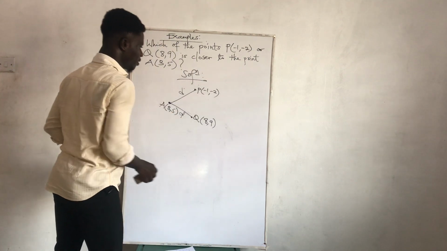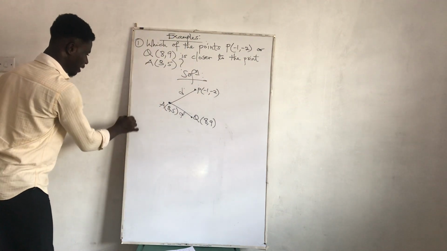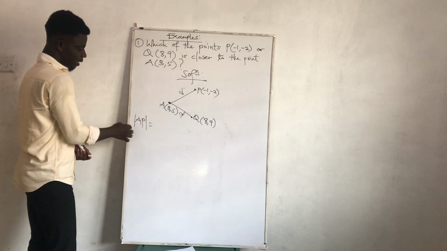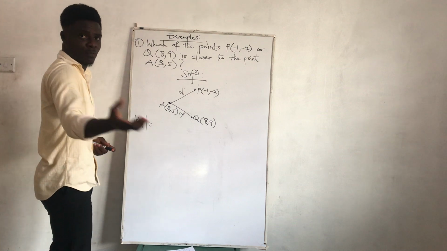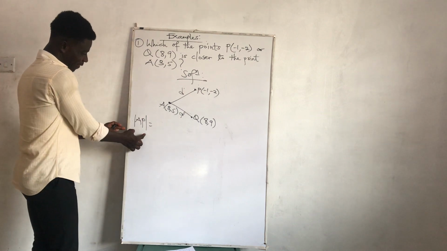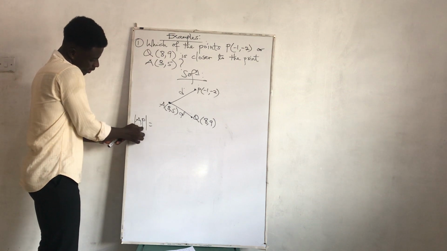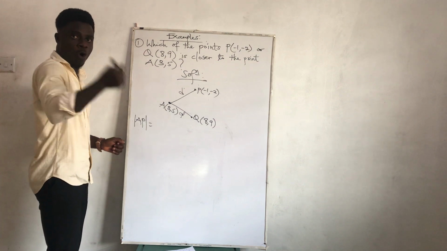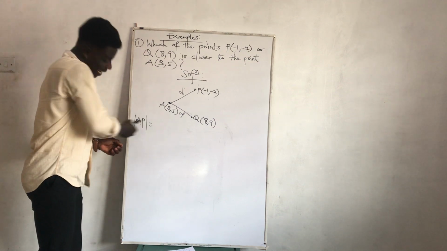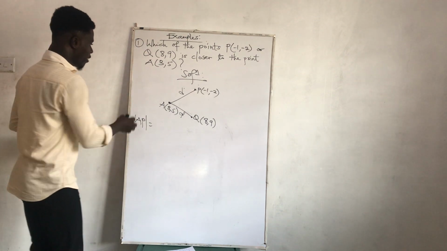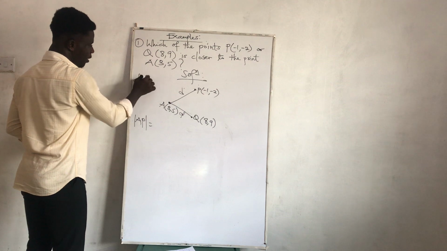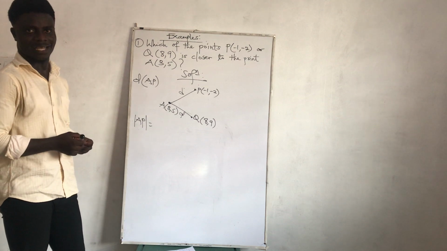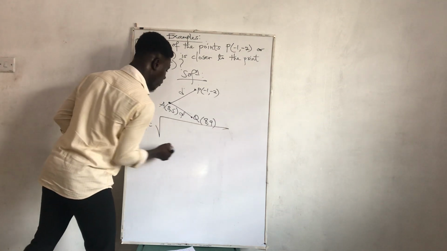Alright, so how best can we solve this? First of all, we have to find the distance of AP. You can write it as this. If your lecturer sees this, AP means the magnitude of AP, or the modulus of AP, or the length of AP, or the distance of AP. Or you can also write it as D(AP), which is the distance of these 2 points. It's also accepted. So now you quote your formula.